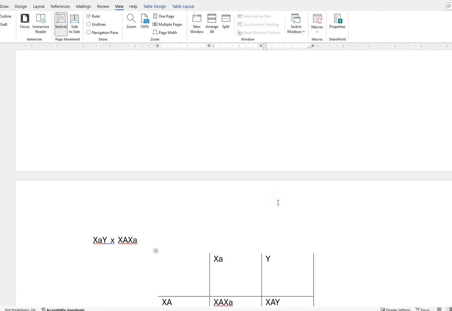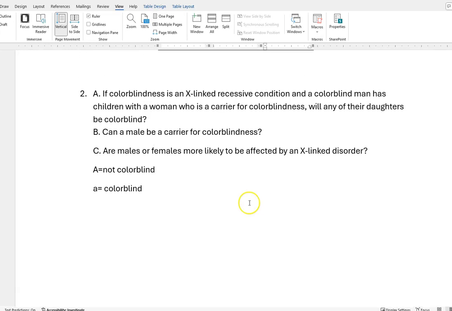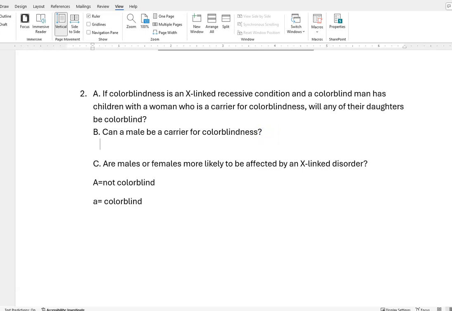Okay. So our question was, will any of the daughters be colorblind? Yes, 50% of the daughters will be colorblind. Now question B asks, can a male be a carrier for colorblindness? So remember, for males, they have the X and the Y chromosome. So can he be a carrier?